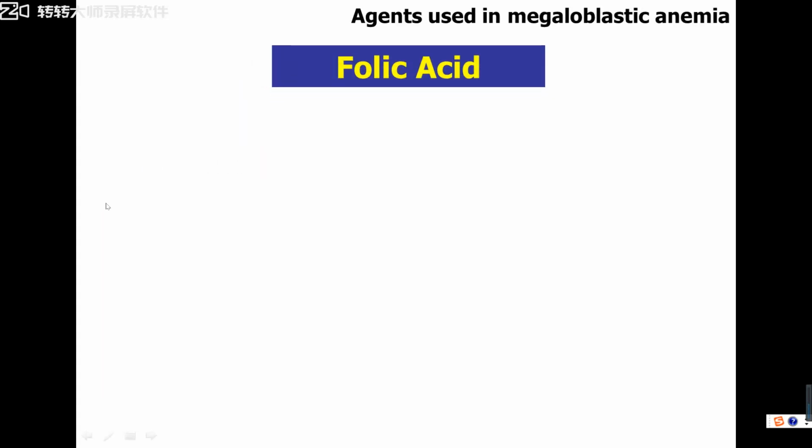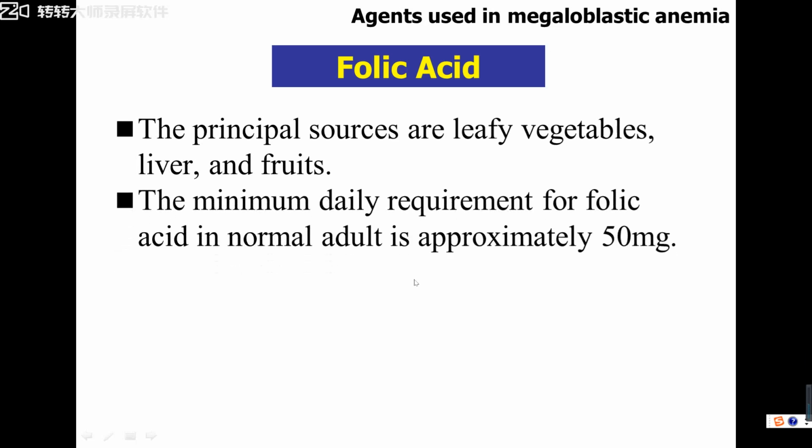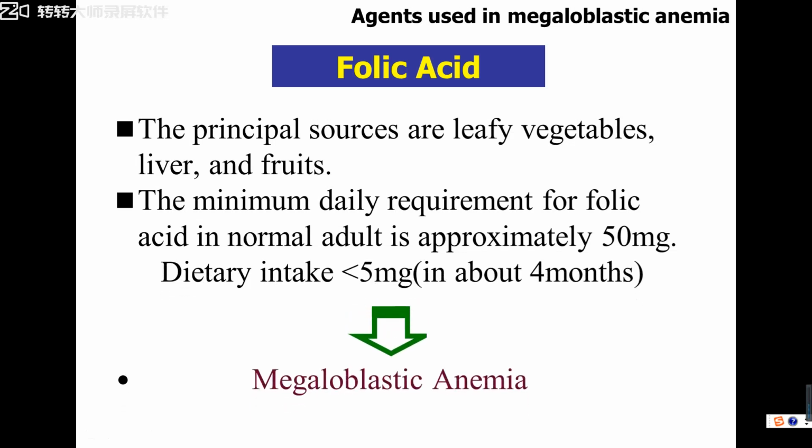The second kind of drug used to treat anemia is folic acid. The principal sources are leaf vegetables, liver, and fruits, such as animal liver and animal kidney, which are full of folic acid. The minimum daily requirement of folic acid in normal adults is about 50 milligrams. If dietary intake of folic acid is less than 5 milligrams for more than 4 months, it leads to myeloblastic anemia.